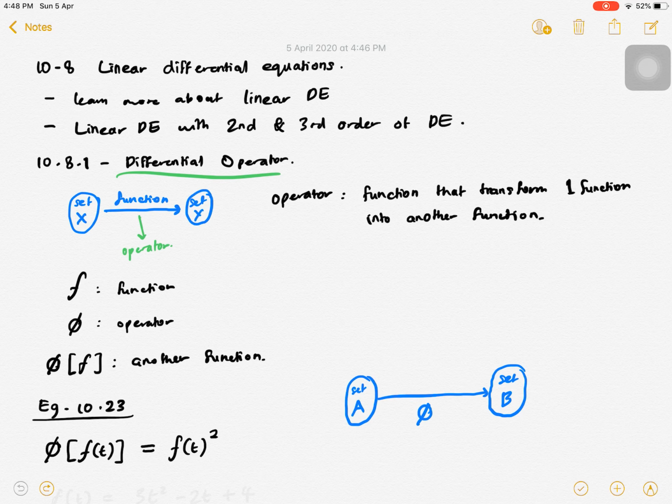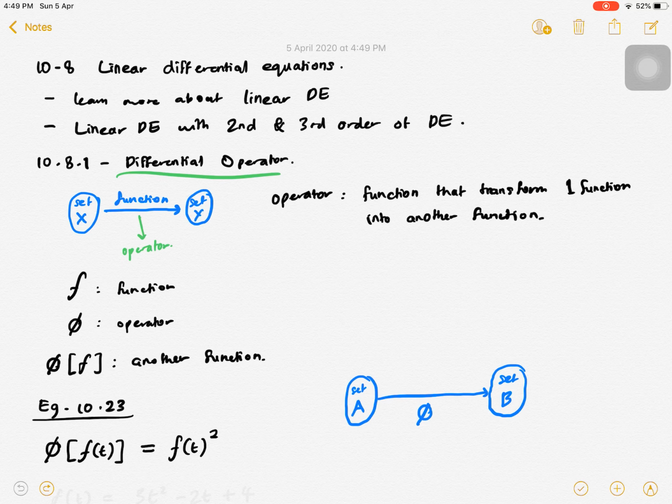So this new section is about linear differential equation. We have learned about linear differential equation, but in this section we will learn more. The meaning or the definition of linear differential equation will be detailed in this section.